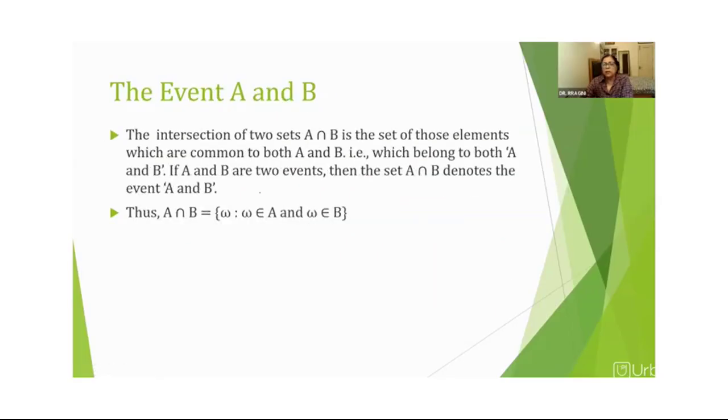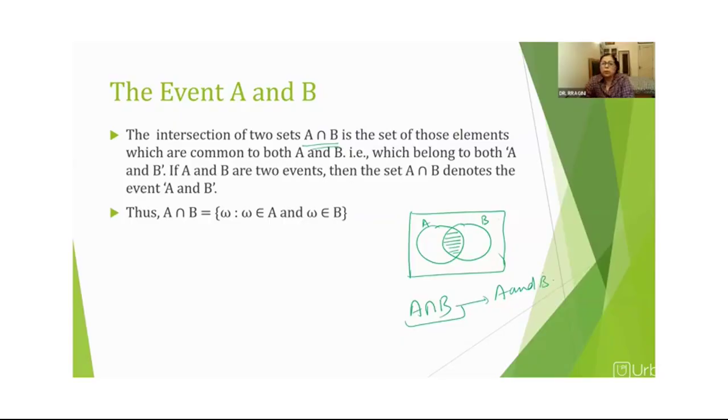Next one is the event A and B. Here, just try to connect this in the same manner with the sets. If we have two sets, A and B, the intersection of two sets, A intersection B, is a set of those elements which are common to both A and B, right? So that means this region is A intersection B, and A intersection B is exactly the same as A and B.